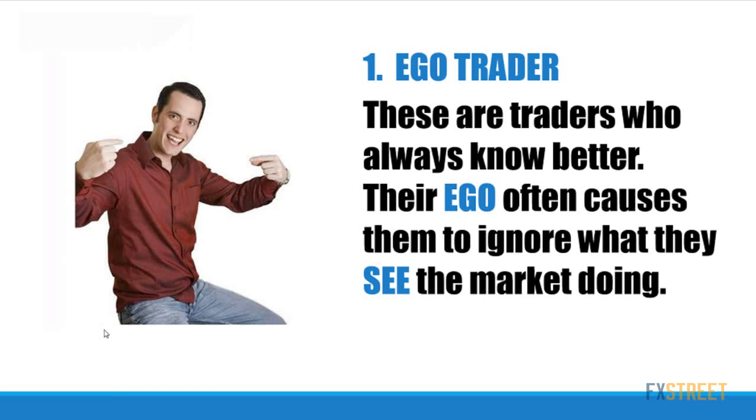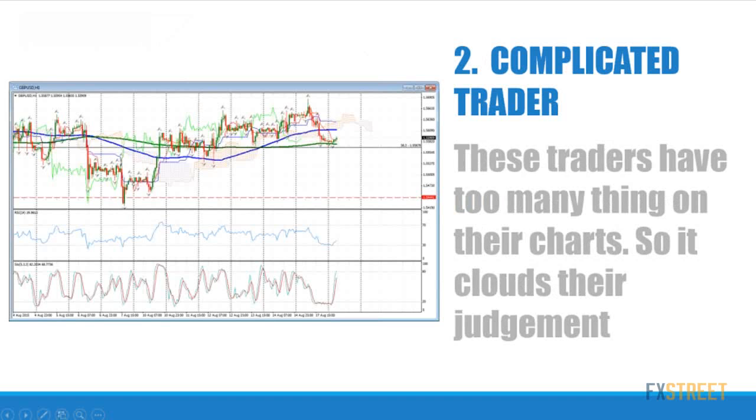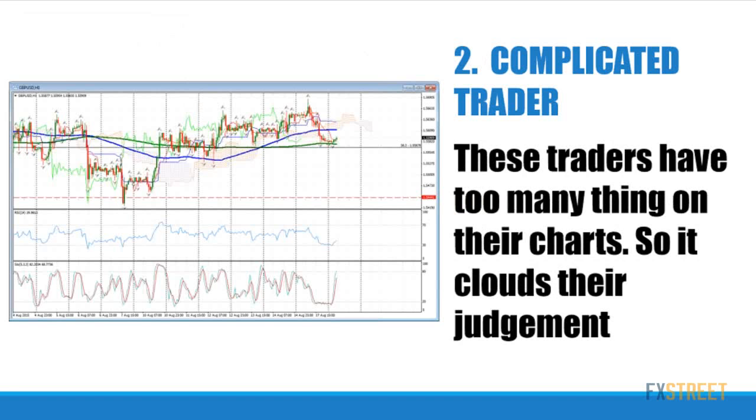So that's trader number one, the ego trader, who doesn't trade what he sees, but just goes off of what he particularly thinks. The second type of trader who doesn't trade what they see is what I term the complicated trader. And a lot of retail traders get pushed into this bucket because we have this feeling that the more we know and the more we use, the better off we're going to be.